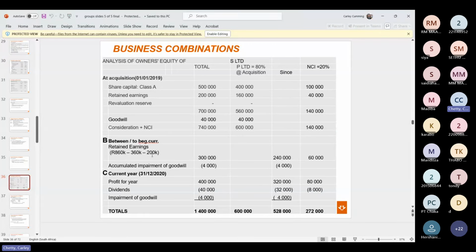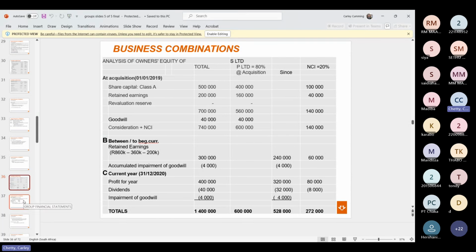So that is going to be our starting point, minus the 200,000, which is the retained earnings on acquisition, and then minus the 360,000, which is the current year profits. That will give us post-acquisition profits of 300,000 Rand, and this relates to the period after acquisition before the current year. Then that 300,000 rand, 80% of that will be allocated to P, and 20% of the 300,000 will be allocated to the non-controlling interest.